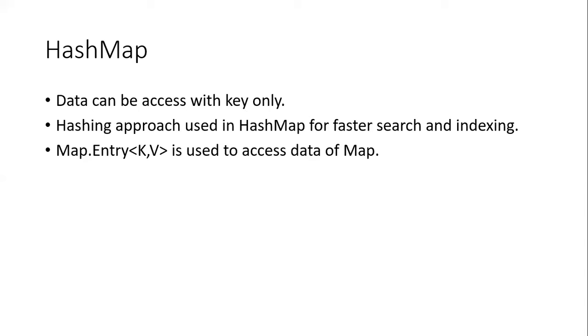The hashing approach is using hash. Why? For faster search and indexing. So if we want to perform searching and indexing related operations, you can use this interface. Next is Map.Entry. What is that? That is an interface which is used to print the data. So how can we do this?